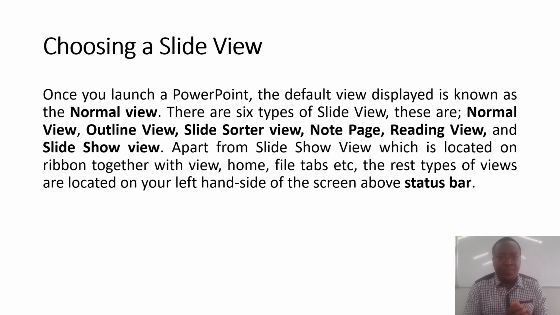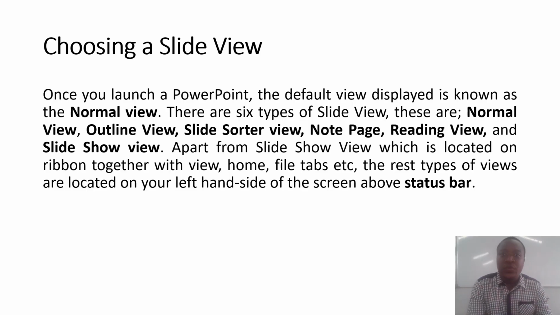Choosing a slide view. Once you launch a PowerPoint, the default view displayed is what we call a normal view. There are 6 types of slide view. Number 1, we have got normal view. Number 2, outline view. Number 3, slide sorter view. Number 4, note page. Number 5, reading view. And number 6, slideshow view.